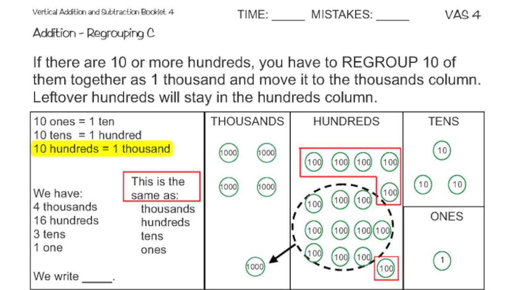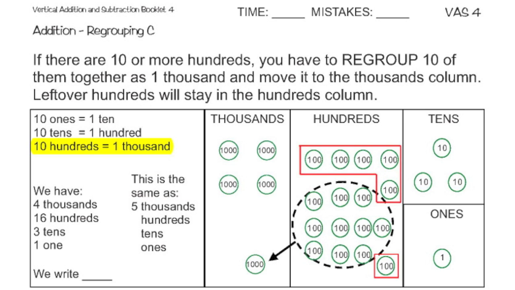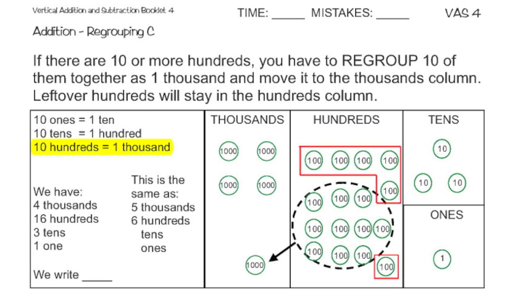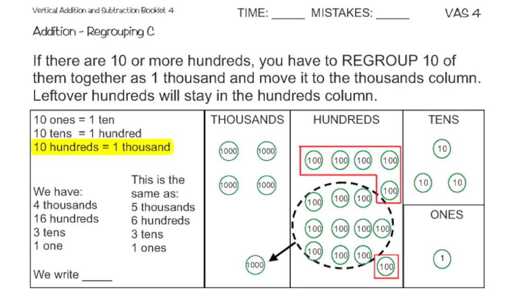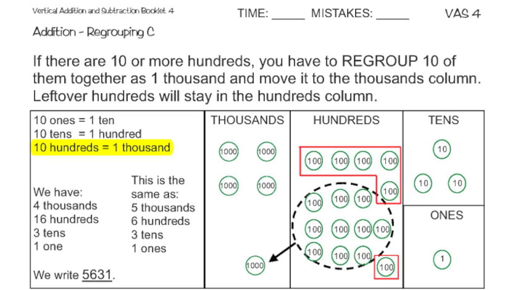So now let's count up on the left side again exactly what I have left. So now I have 5 thousands, I have 6 hundreds left over, I still have 3 tens, and I still have 1 one, which means that my final answer is going to be 5,631.